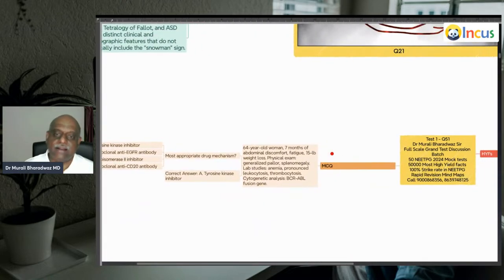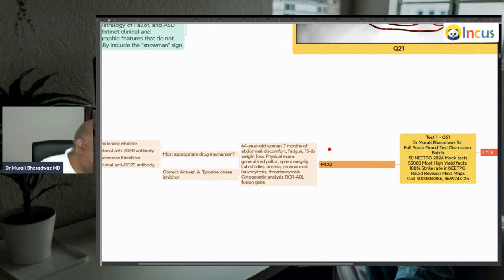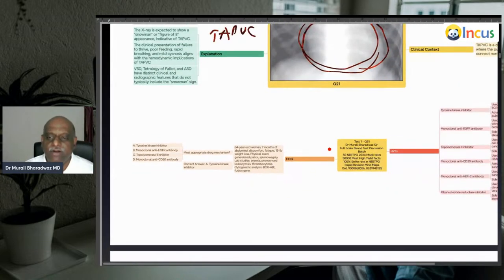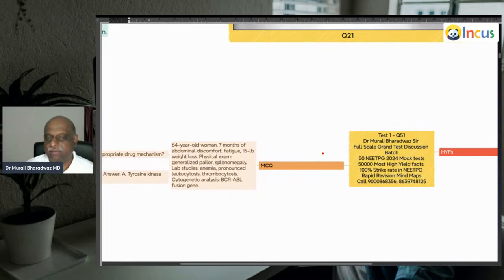Now, doctor, that completes our image-based questions. So, humko 27 minutes laga, 20 questions khatam karne ke liye. Let's run fast.